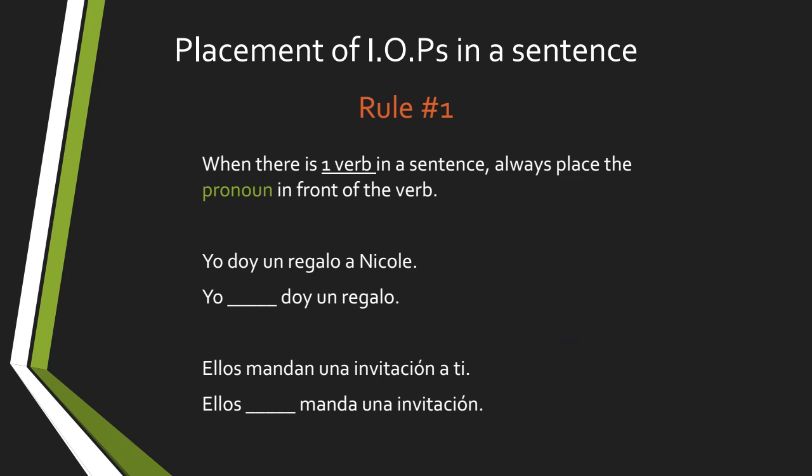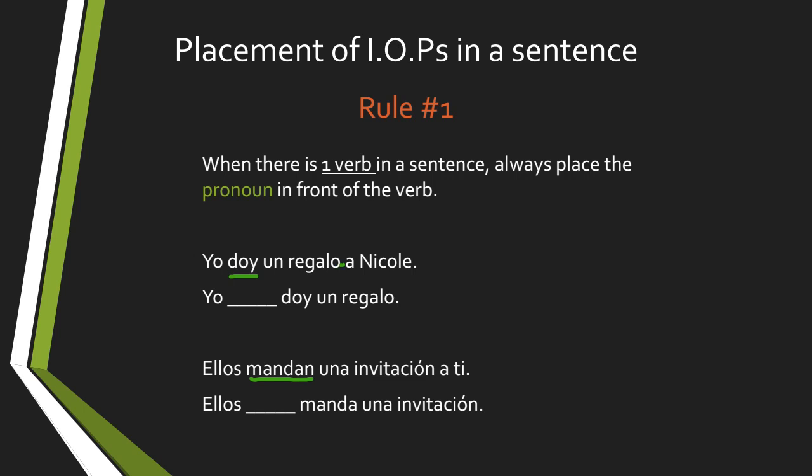All right, so if you're wondering where to put your indirect object pronouns in the sentence, I have a really easy answer for you, because indirect object pronouns follow the same rules for placement as direct object pronouns. So if you'll remember, rule number 1 says when there is one verb in a sentence, always place the pronoun in front of the verb. So I have two examples for you here. And in each example, there's only one verb. So you can see doy and mandan are our verbs in these sentences, and there's only one verb in each sentence. So yo doy un regalo a Nicole.